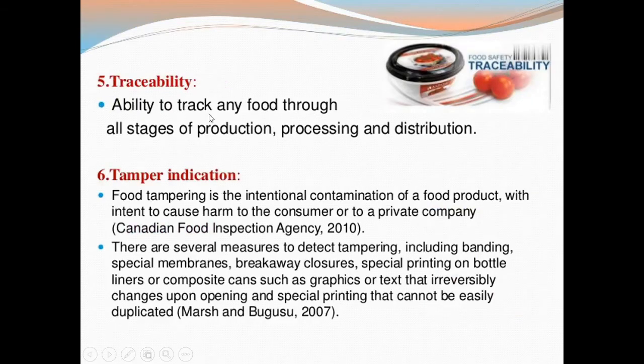Traceability is the ability to track any food through all stages of production, processing, and distribution. Tamper indication. Food tampering is the intentional contamination of the food product with intent to cause harm to the consumer or to the private company. So to avoid this, there are many things which are being done, like banding, special membranes, breakaway closures, and special printing on the bottles to avoid tampering. And it indicates if something has been tampered with.